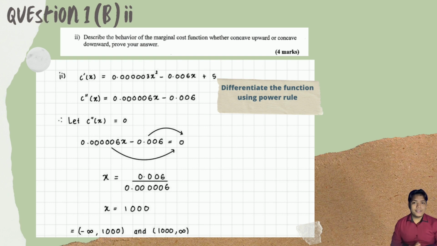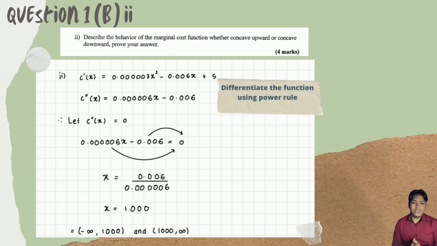So we already get the first derivative function. Next, we must find the second derivative function, which is we must differentiate the function using power rule. So we will get the second derivative of the cost function equal to 0.000006 x minus 0.006.